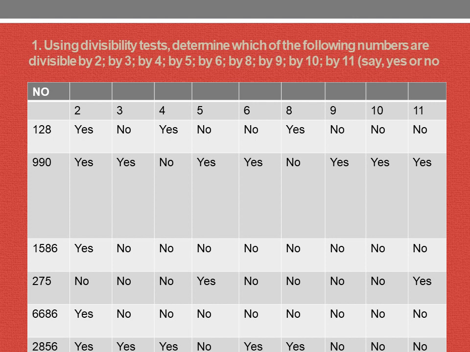Now if you are taking the number 2856, yes, it is divisible by 2, it is divisible by 3, it is divisible by 4, it is not divisible by 5 because the last digit is not 0 or 5, it is divisible by 6, it is divisible by 8, it is not divisible by 9, it is not divisible by 10 because the last digit is not 0, it is not divisible by 11. So you can practice a few questions of the same type. Hope it is clear to you, children.